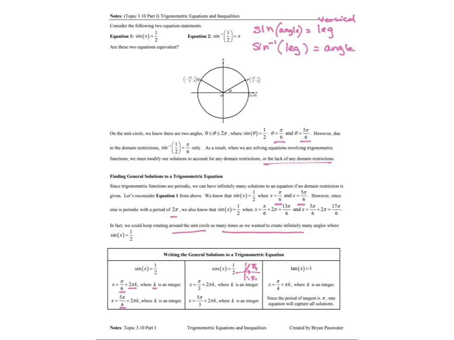5 pi over 3. So the restrictions are out the window, but we're going to say this could repeat infinitely many times. So we've got pi over 3 plus 2 pi k and 5 pi over 3 plus 2 pi k. Cool beans? Okay. Tangent, it's the same idea, except the period of tangent is pi. So it's just pi k.